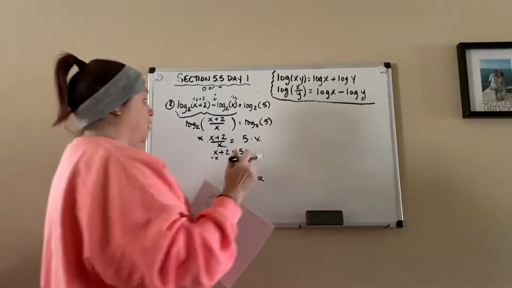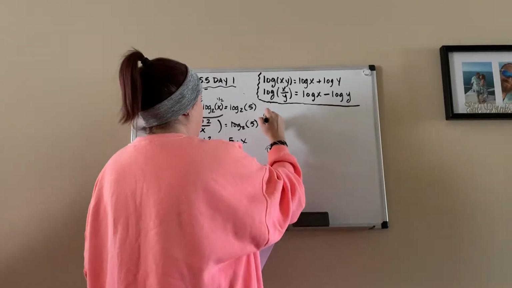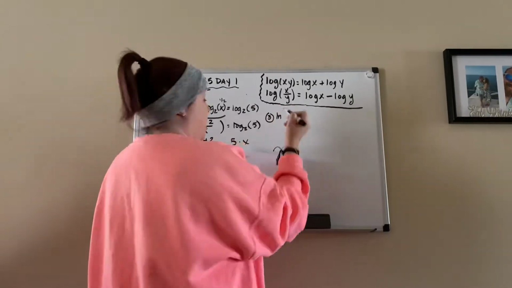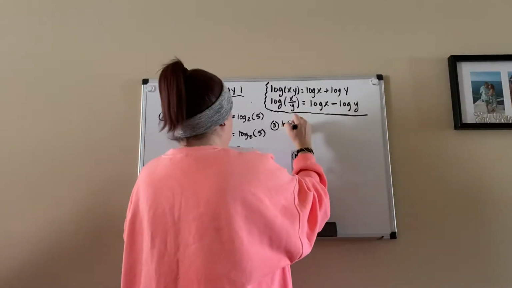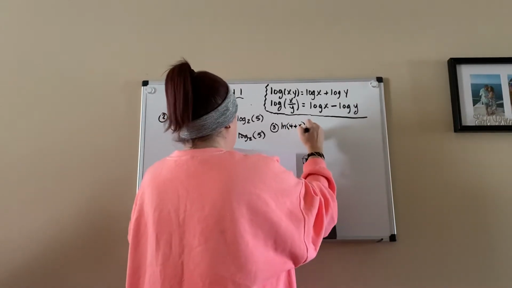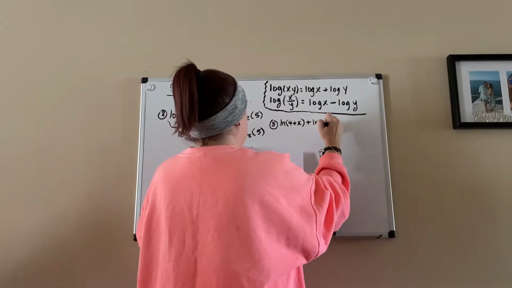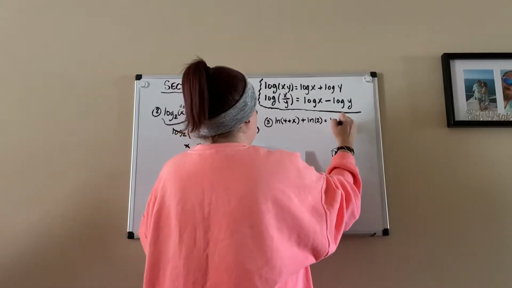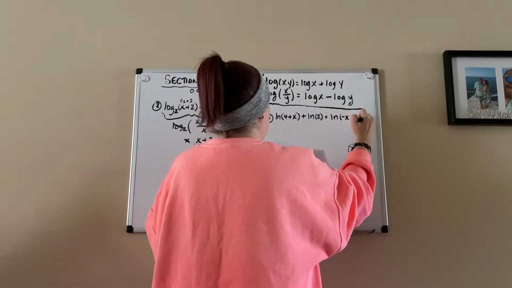Okay, so number 3, I could fit this one over here. We've got ln, which is a logarithm, of 4 plus x plus ln of 2 equals ln of negative x minus 2.